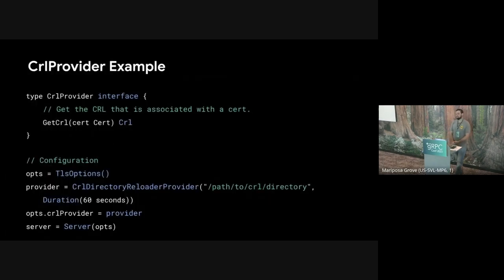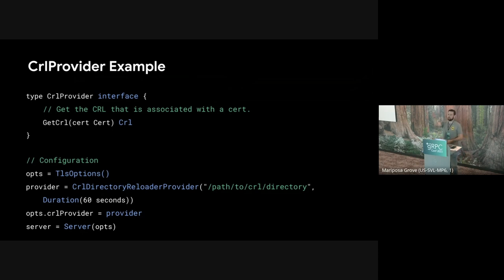So I decided to use some pseudo-ish Go code for this example, but this is what you can expect it to look like. It's not currently in the code base yet, but it should be quite soon. It's very simple. All you have to do is override get CRL, and you'll get a CRL associated with some certificate you're trying to verify. On the back end of this interface, you can implement whatever you want to store and get CRLs, and then just return them through this interface.